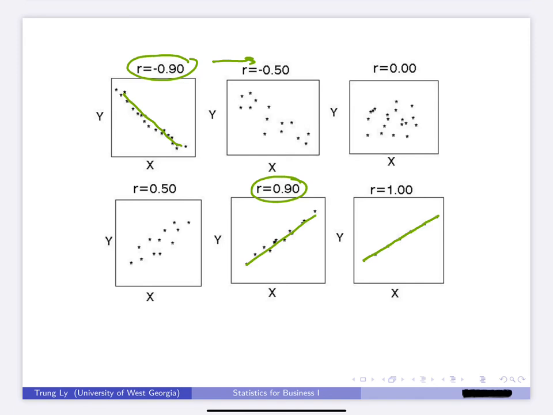So in this video, we defined the correlation coefficient, we learned how to calculate it, and we talked about what the correlation coefficient tells us.